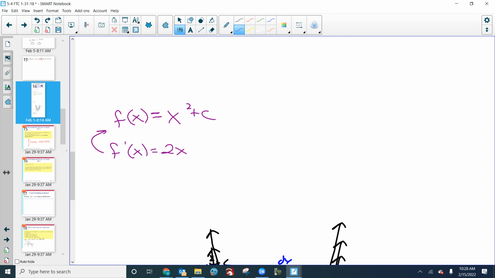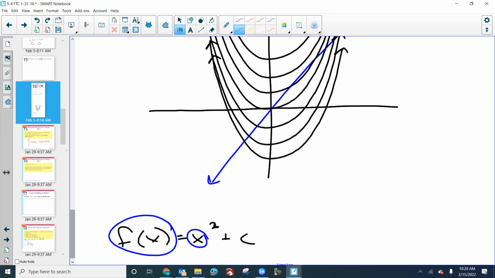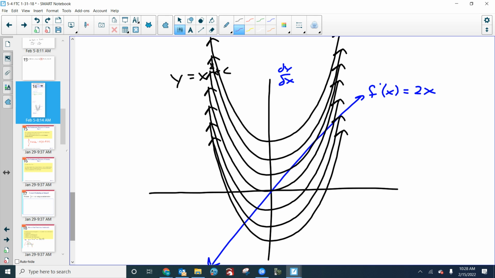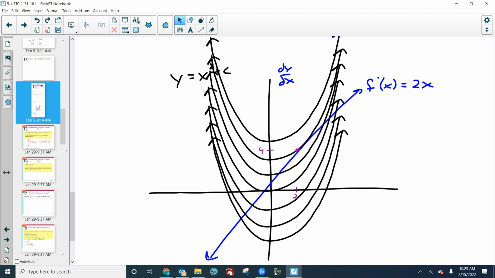Okay? Don't all of these parabolas have a derivative of 2x? But if I say it's the parabola that has a derivative of 2x and goes through the point (2, 4), it must have been that one, and its derivative would be tangent at that point, (2, 4). Does that make sense? You've narrowed it down to one function now.